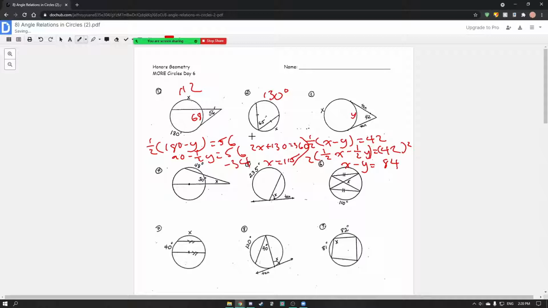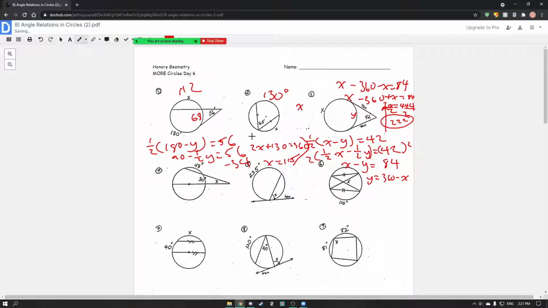But we also know that x is one of the arcs, so y is equal to 360 minus x. So we can just plug that in. x minus, in parentheses, 360 minus x is equal to 84. Then if we distribute the negative, it's x minus 360 plus x equals 84. Now if we bring the 360 over and combine the two x's, we get 2x is equal to 444. Then if we divide by 2, x is equal to 222.